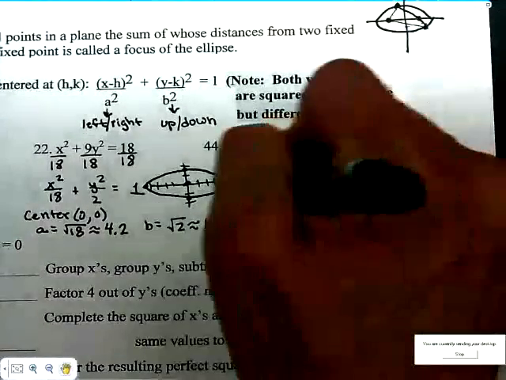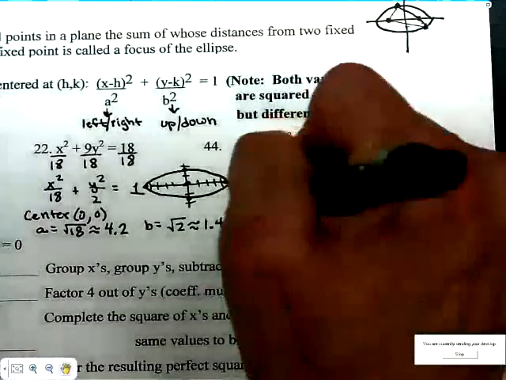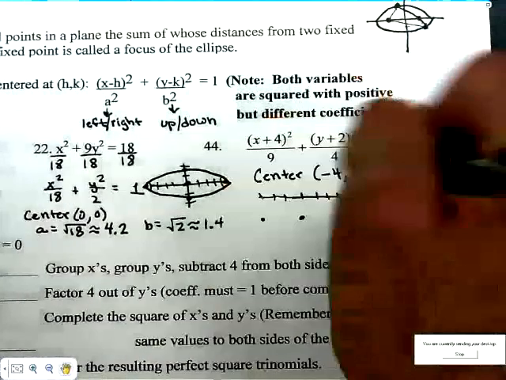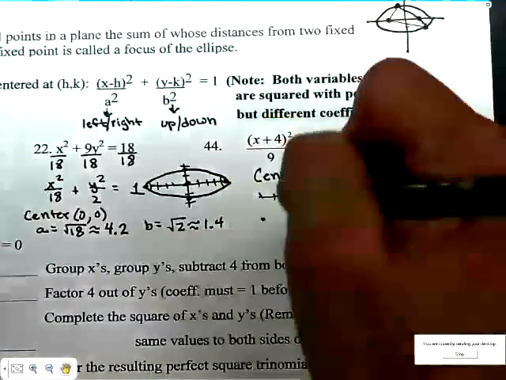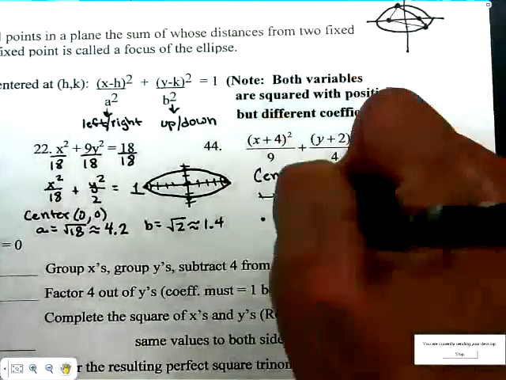Go to the left 3, to the right 3, up 2, and down 2.